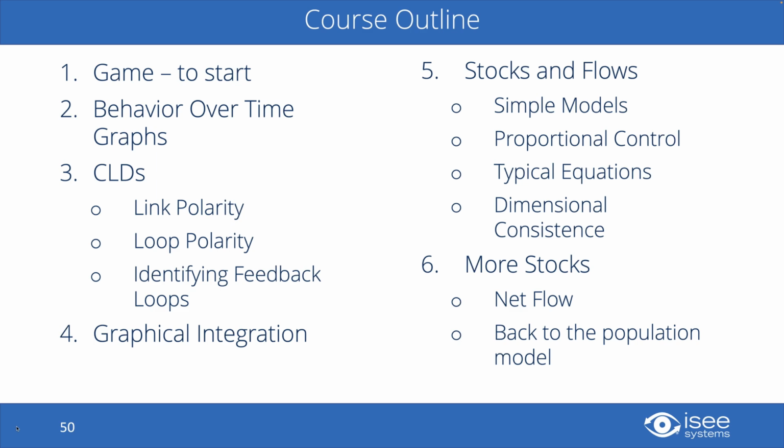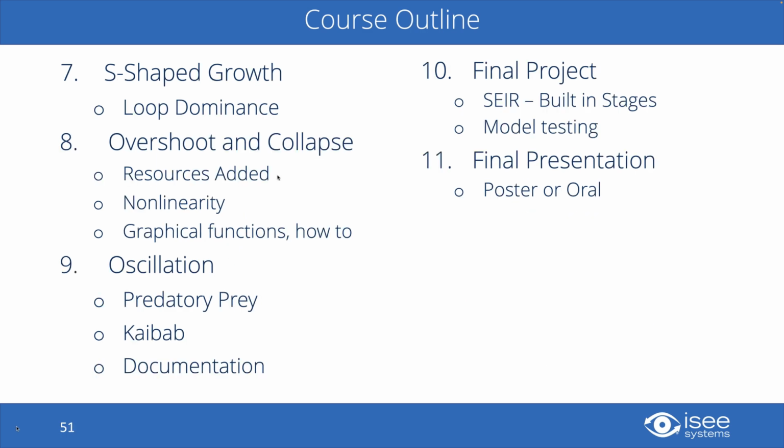I go to graphical integration. Then we're moving on to the stocks and flows. We start with a series of very simple models that they build up on. We're focusing on the dimensional consistency. We have additional stocks when we move to the net flow, additional examples that are becoming a little bit more complex. Then we're moving to the S-shaped growth, focusing on loop dominance there, and the idea that these things can grow, again, applying them to written descriptions that are from the real world. We're moving to overshoot and collapse, and then oscillation, then the final project.